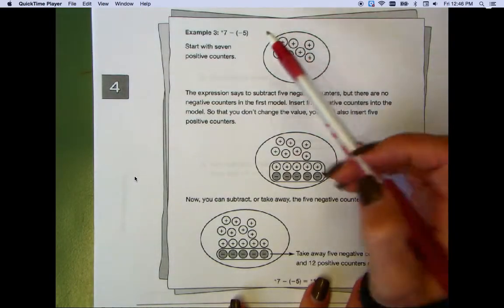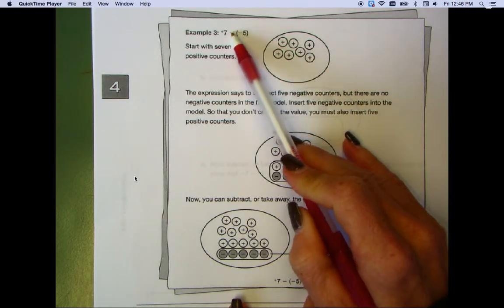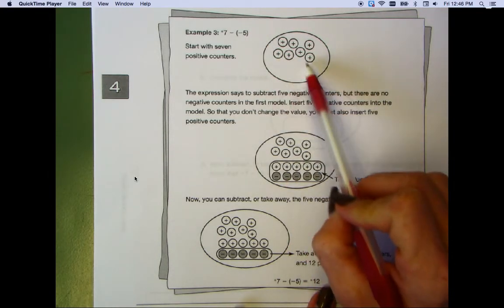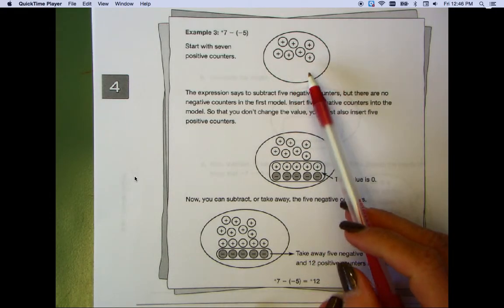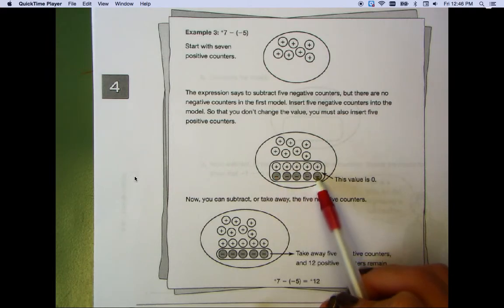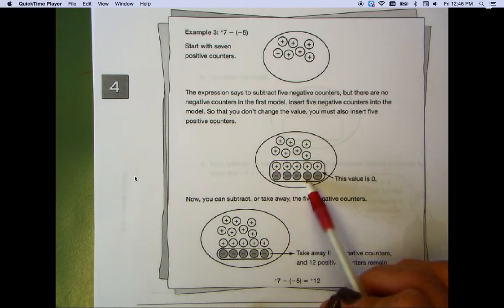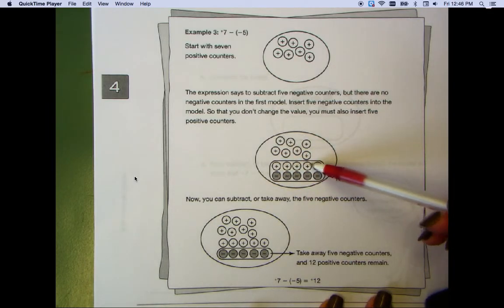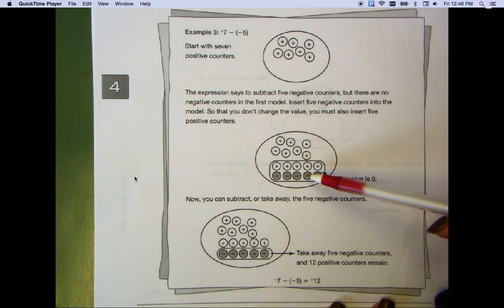So here's another example. We start with 7 positives, all of them on the plate. I need to take off 5 negatives. But there aren't any negatives on this plate, so how can I take 5 of them off? I can add 5 negatives to my plate. But if I add 5 negatives, I've changed the value. If I add 5 zero pairs, I don't change the value. So if I add 5 negatives and 5 positives, these are all zeros, so the whole value here has not changed at all.